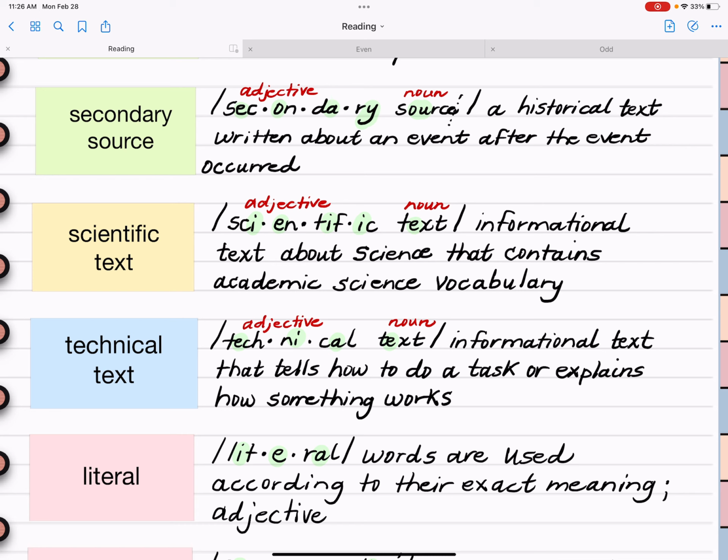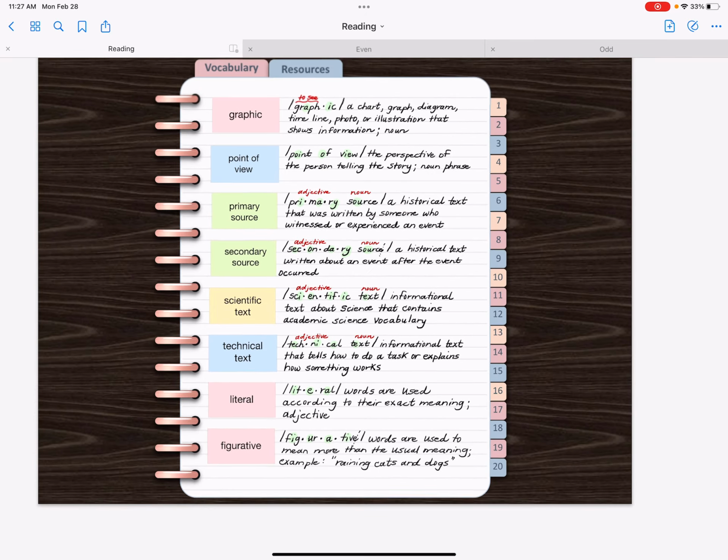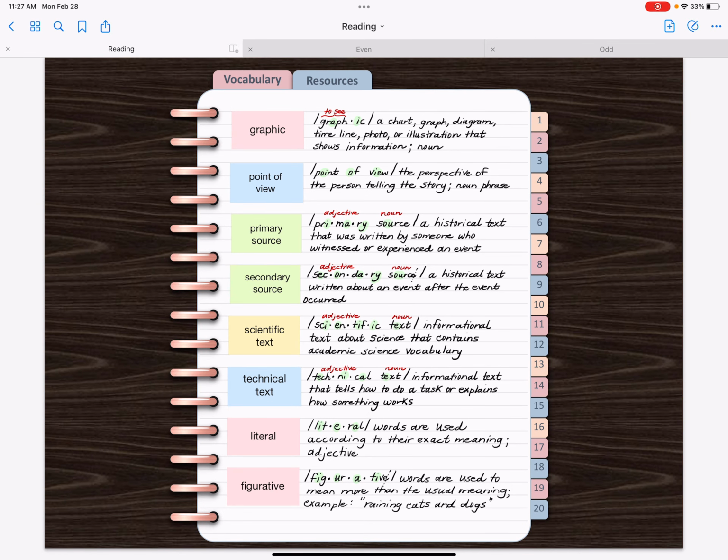Scientific text. Scientific text is informational text about science that contains academic science vocabulary. This type of text can be very hard to read. It has a lot of, quote, big words that can be difficult. But let's see if we can tackle this and learn some skills that will help us with this type of text.